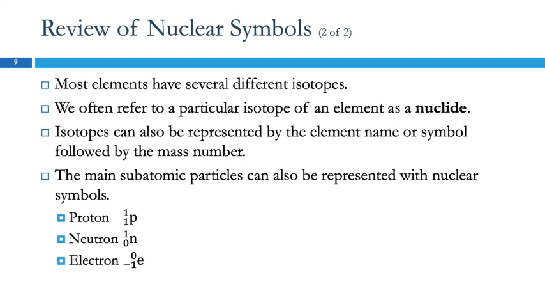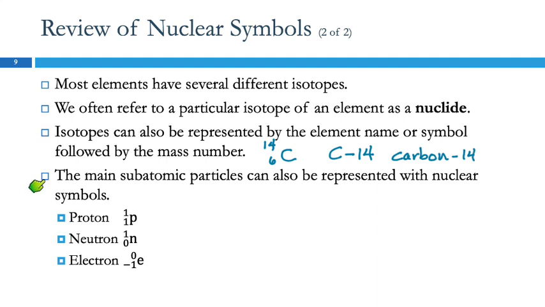So we can represent isotopes by the element name or the element symbol followed by the mass number, or with a nuclear symbol. So the nuclear symbol for carbon-14 is that. This could also be called C14 or carbon-14.